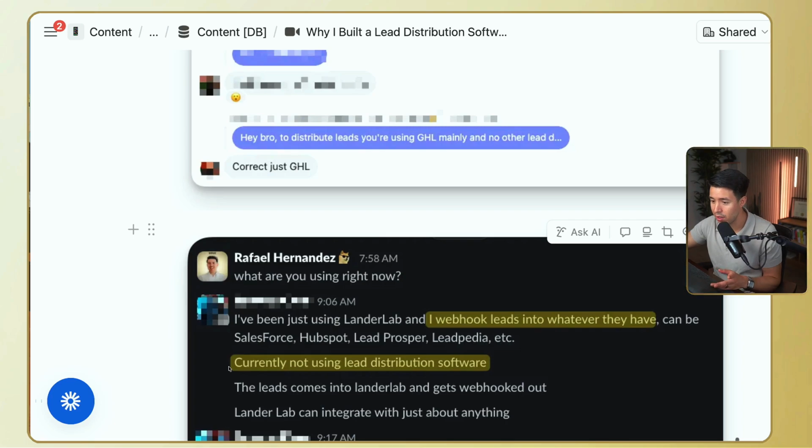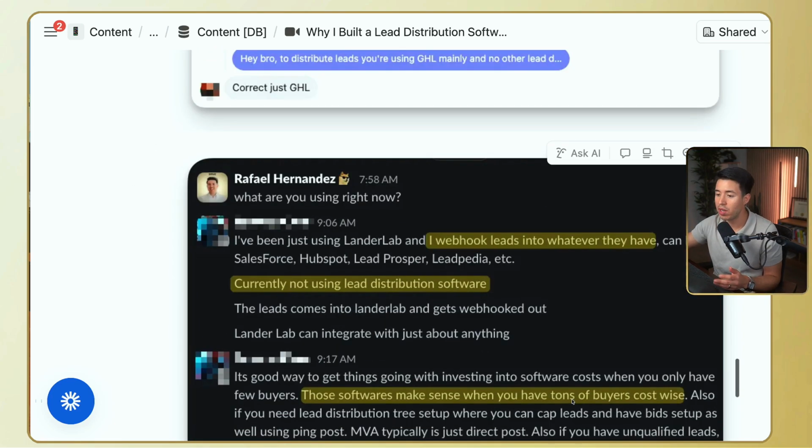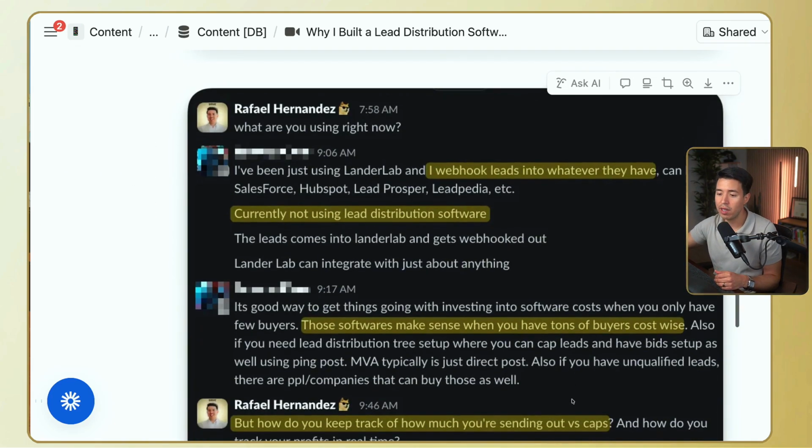so that people who are starting off, or maybe they don't have a ton of volume like this guy here, right? It makes sense when you have tons of buyers, tons of volume, you actually are able to reap the benefits of having an all-in-one solution.